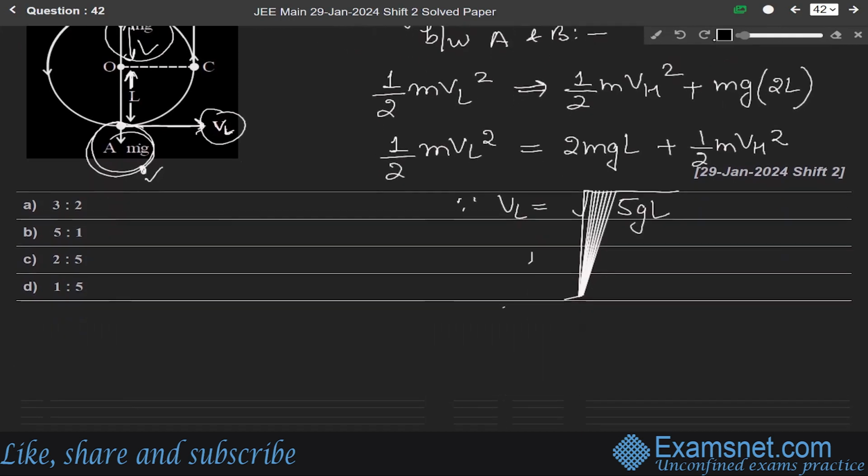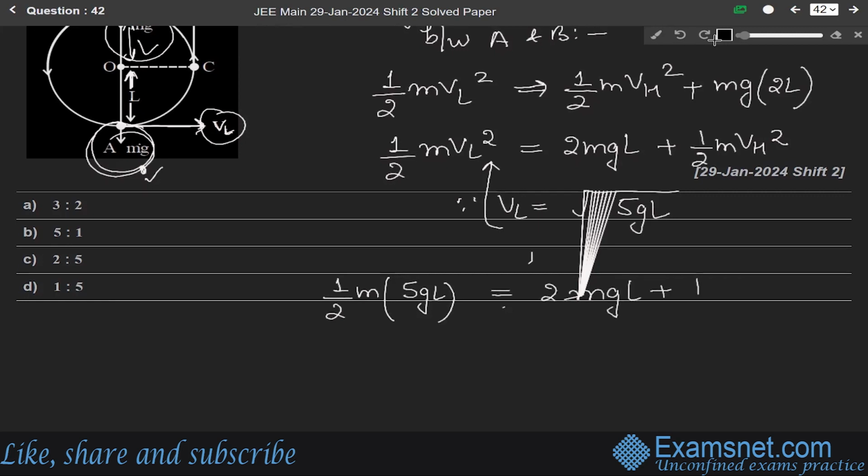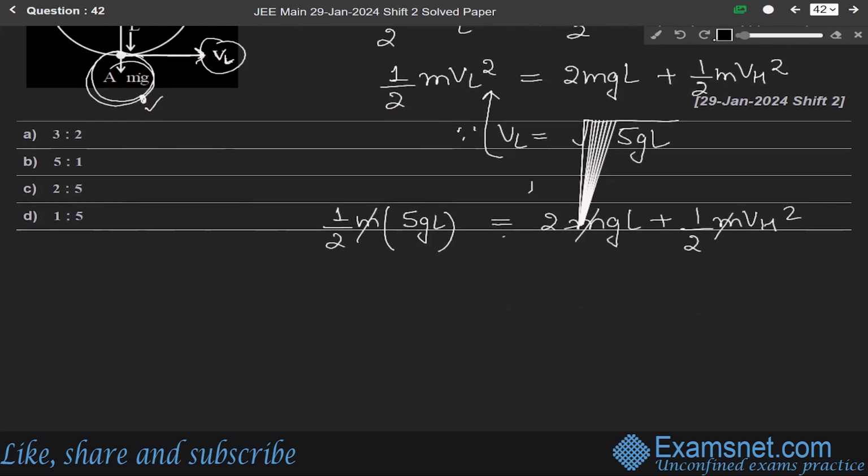Under root of 5gl. So, putting this value of VL here, we get half m 5gl. Since it is under root, square will be 5gl equals to 2mgl plus half m VH square. m cancels out each other.